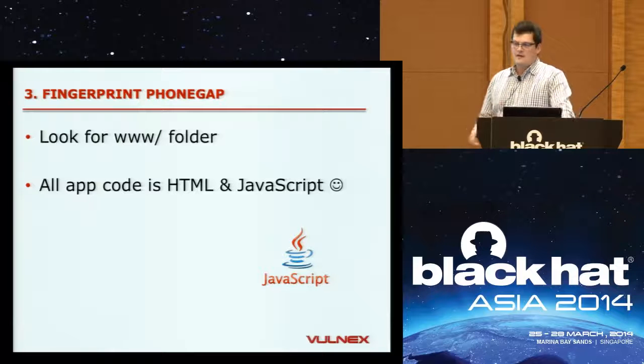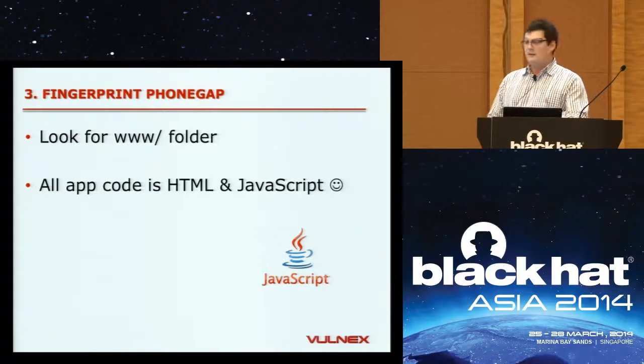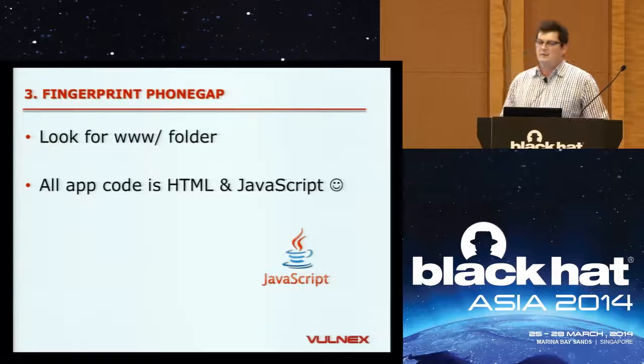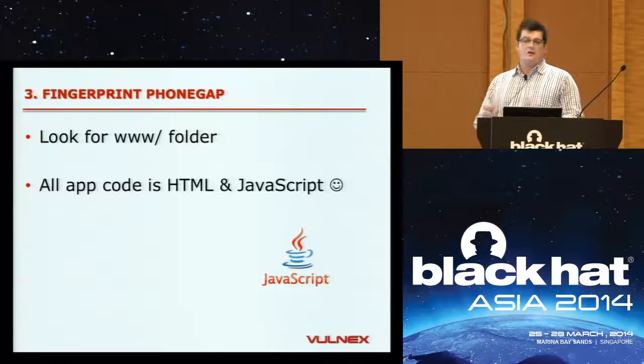In terms of PhoneGap, same thing. We want to identify if this application has been developed in PhoneGap. So we just look for the www folder. That's easy. We look inside this folder, and it contains HTML and JavaScript. You will also see maybe a PhoneGap JavaScript file or a Cordova JavaScript file. That's a PhoneGap application. And the interesting thing is, by looking into this folder, we can get the entire logic of the application. Everything is in clear text.